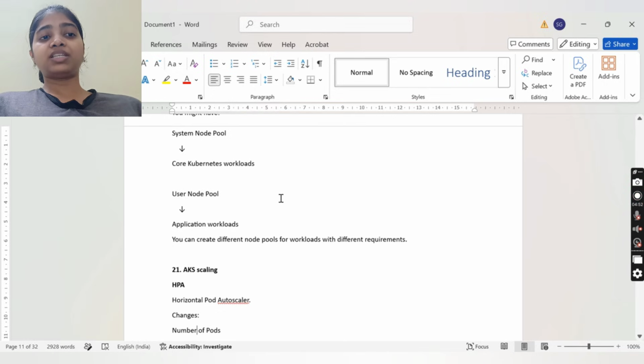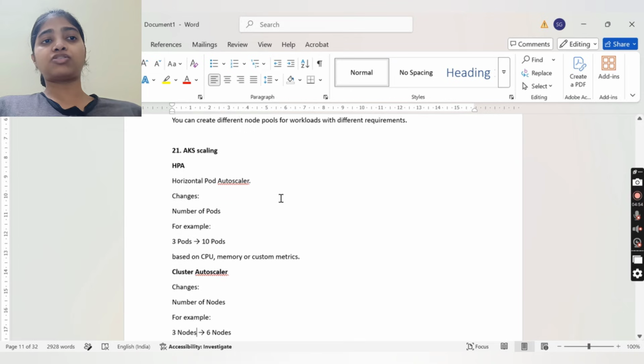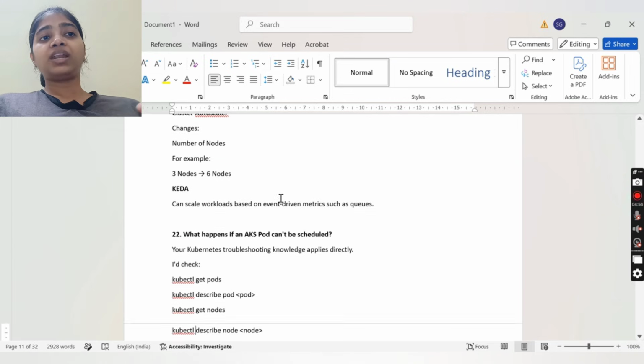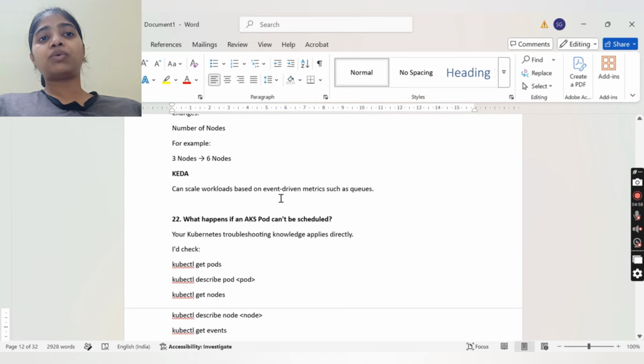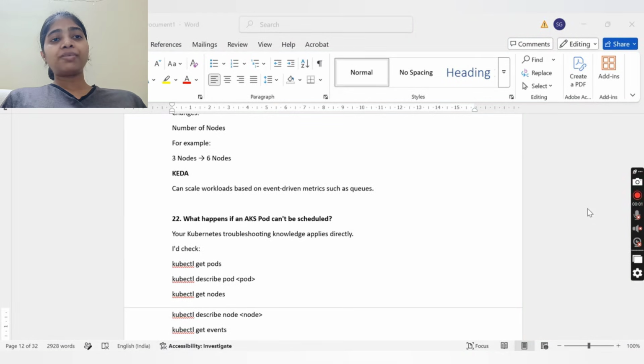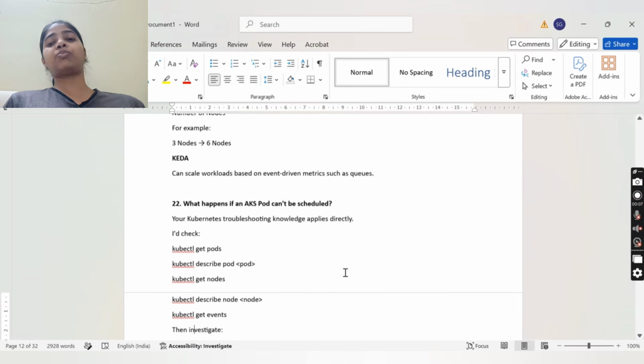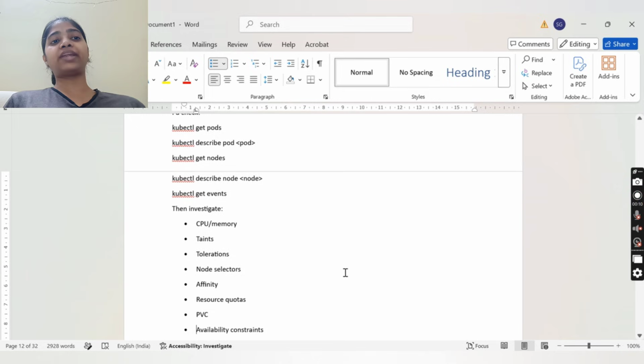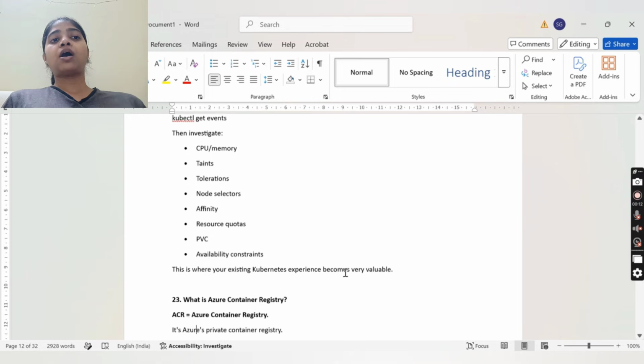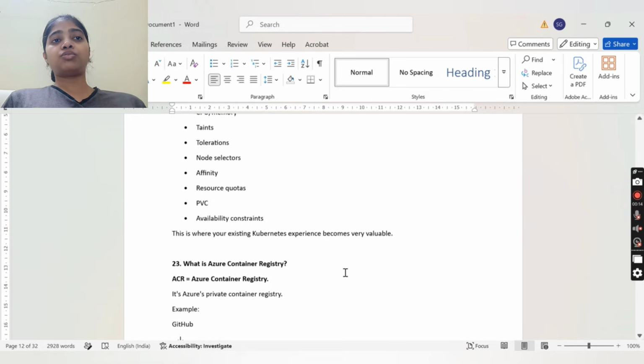What is AKS scaling? HPA and cluster autoscaler. And KEDA can scale workloads based on event driven metrics such as queues. What happens if an AKS pod can't be scheduled? How will we troubleshoot? We will investigate CPU, memory, taints, tolerations, node selector, affinity, PVC, availability constraints or resource quotas.